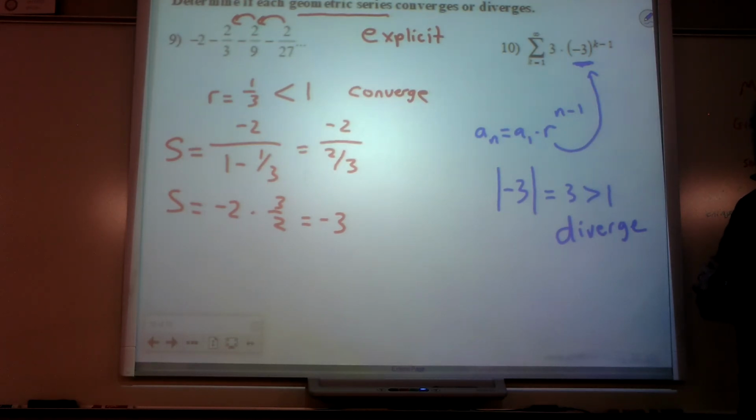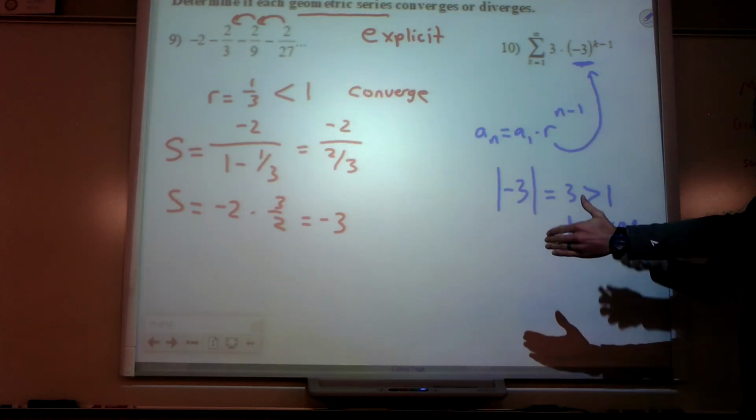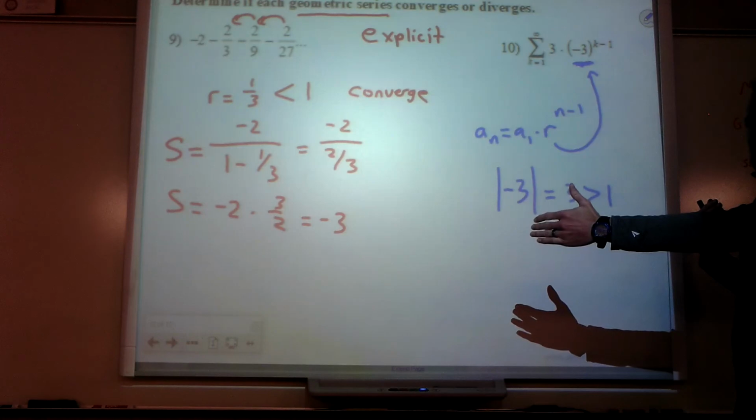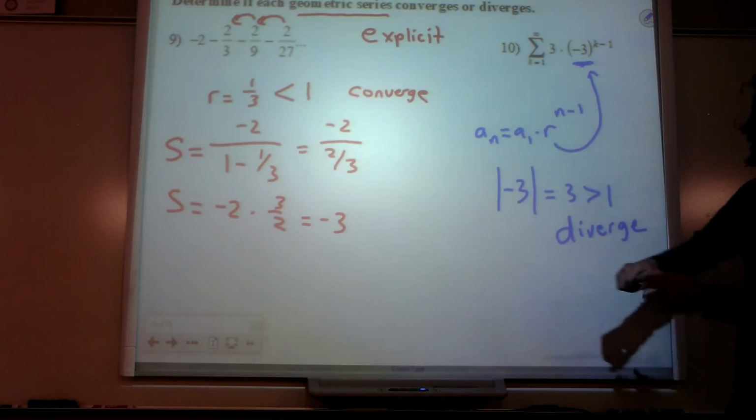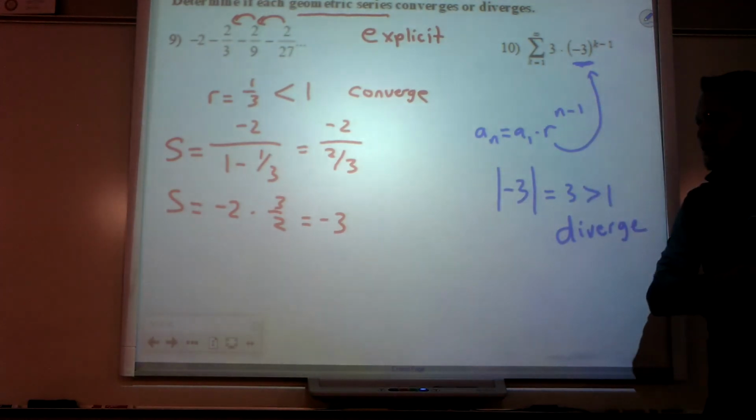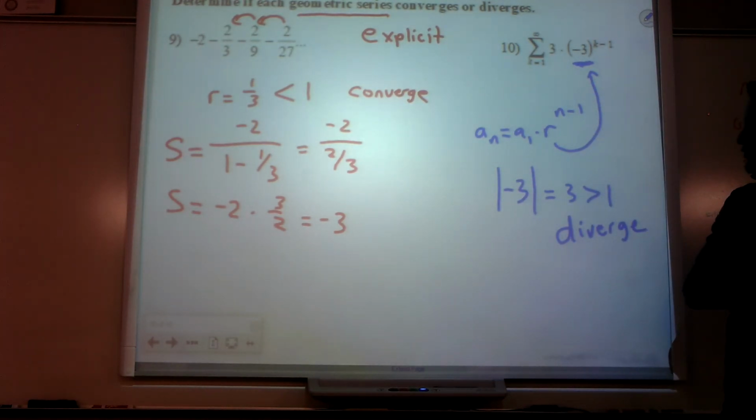All right, now you might be asking, why are we doing this? Well, actually, you use these in Calc 2 when you're trying to find the area under a curve over an infinite length. Can you sum up the area of a curve over an infinite length? And the answer is yes, if it converges. So this will come into play as you get into your future classes. So it is pretty important.